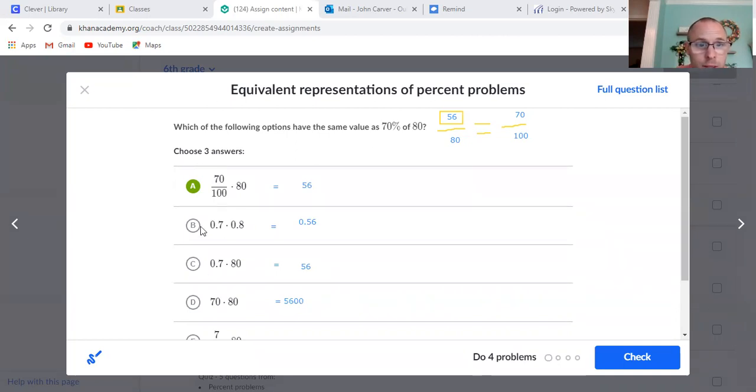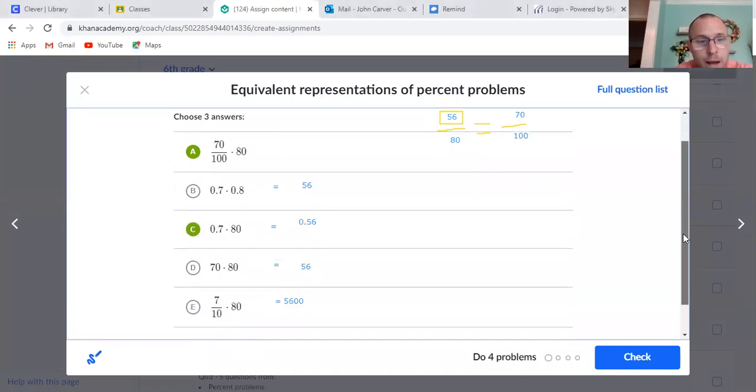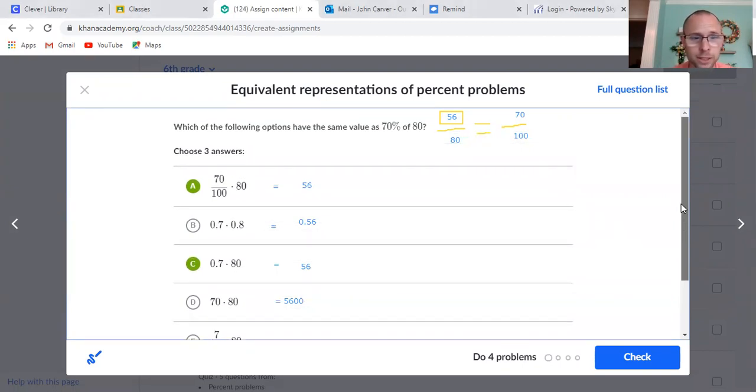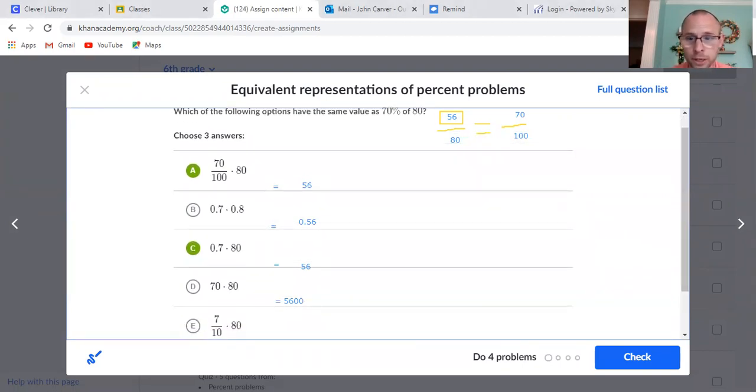Wait, I'm going to go ahead and select C. And I'm assuming that E has to be correct. E has to be correct because it says choose 3, right? So common sense says E is correct. But I'm going to do it in the calculator anyway just to make sure.